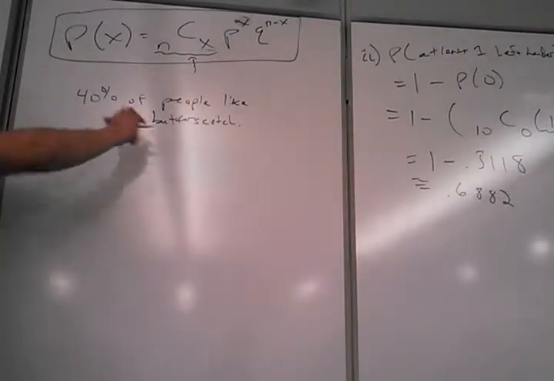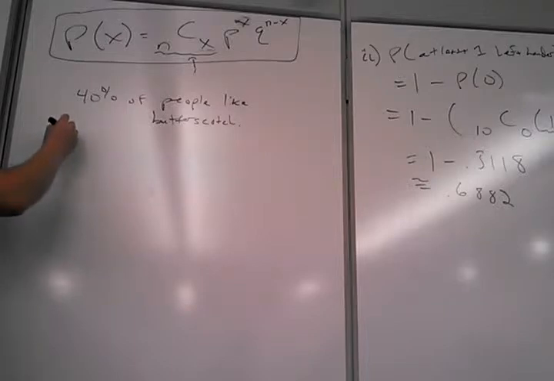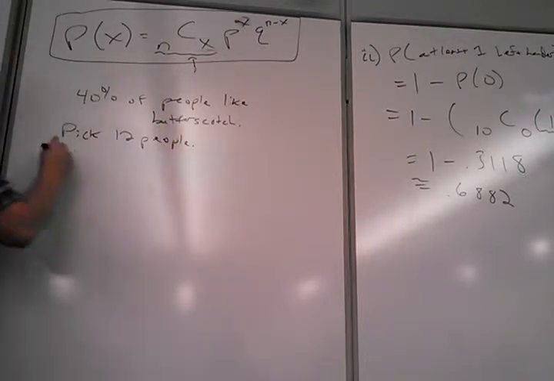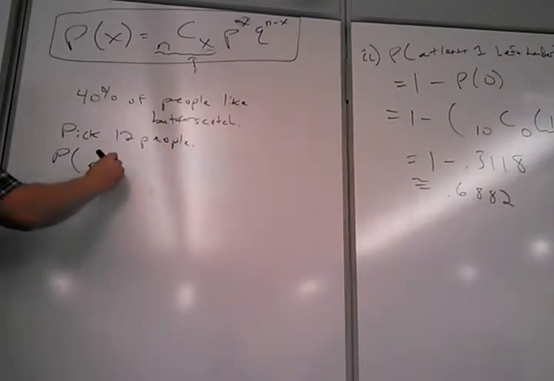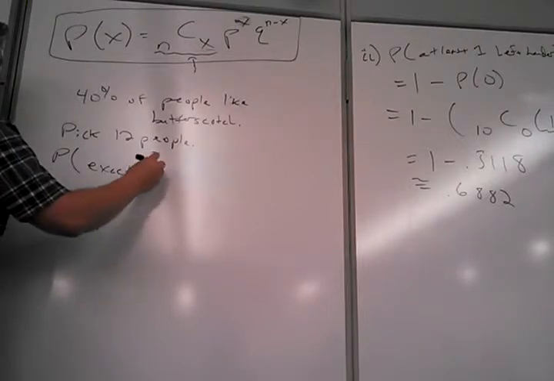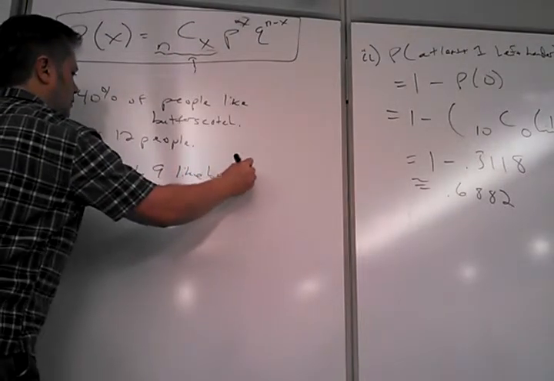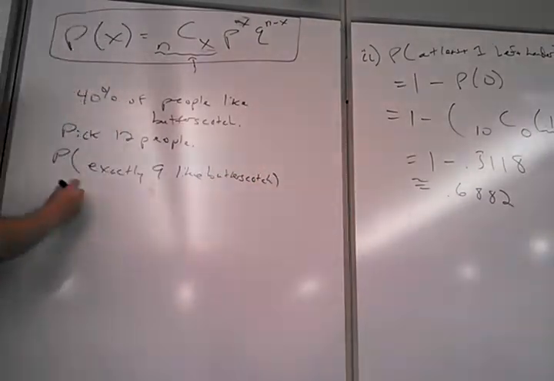60% don't. I want to know if I pick 12 people, what's the probability that exactly 9 of them like butterscotch? Let me shut up for a minute. You guys don't say anything. Try to set that problem up.